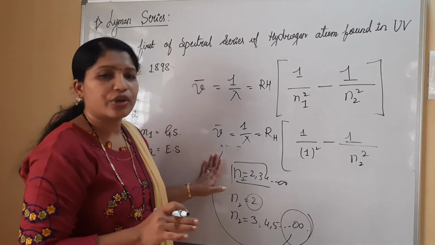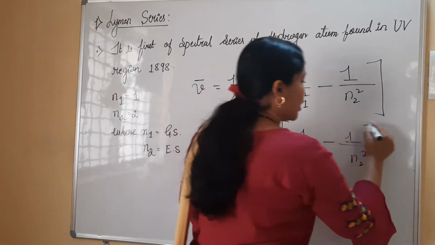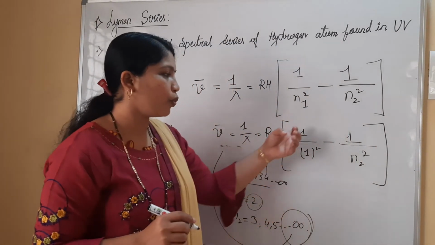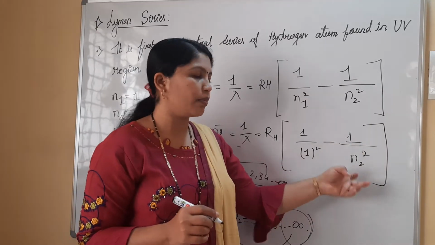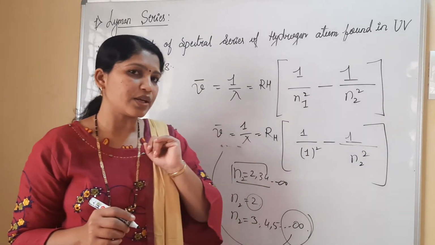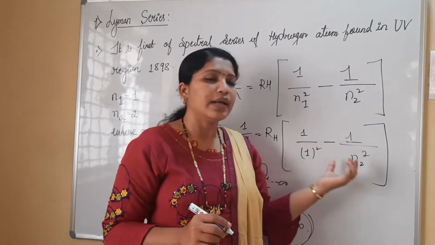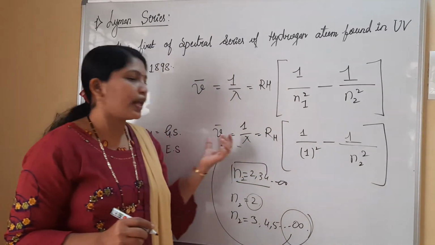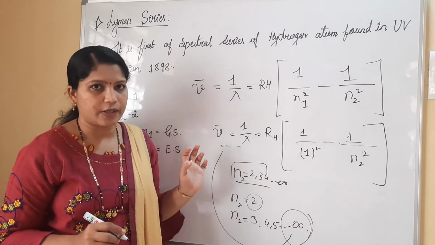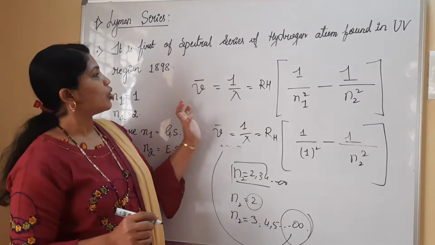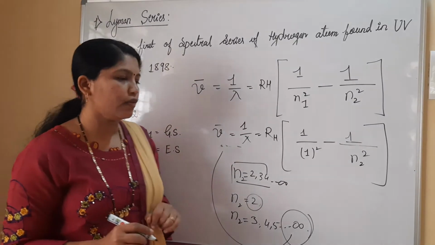That is what I wanted to tell you. But this is the final equation we can write for 1 by 1 square minus 1 by n2 square. In your examination, they will be giving you the n2 value. Based on that n2 value given, you can calculate the wave number. That is it. So this is all about the Lyman series. Copy it. We'll move to the next.